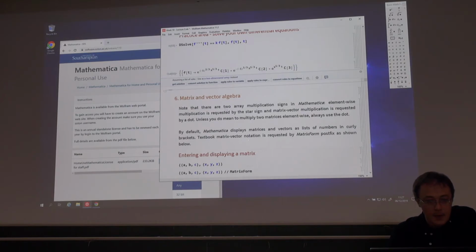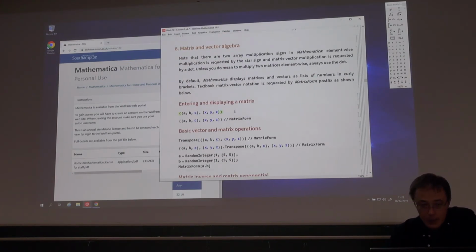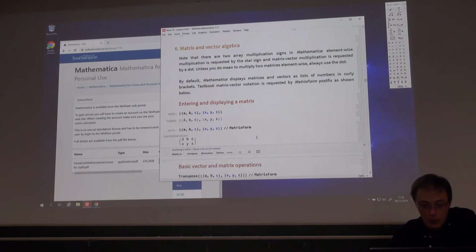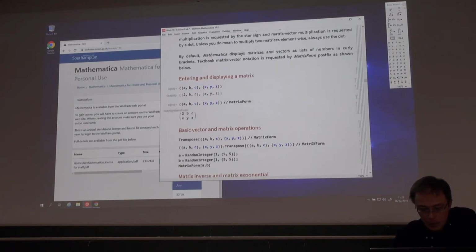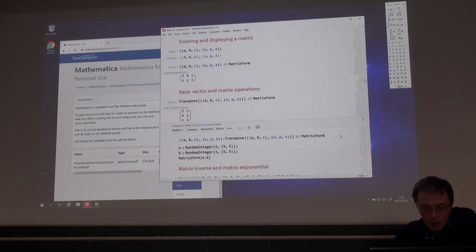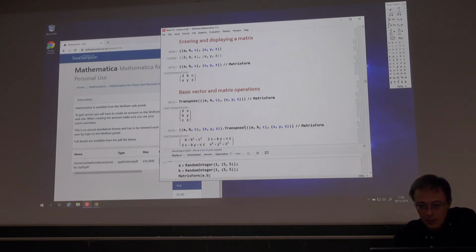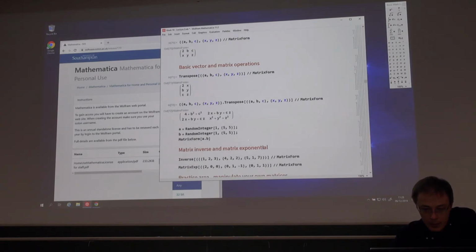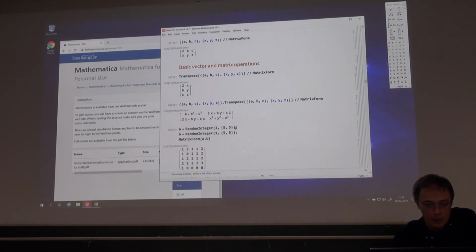Now, matrices and vectors, to a limited extent, have been introduced at school. We will see more of them when we go to quantum mechanics. Quantum mechanics is all about matrices, particularly spin physics and electronic structure theory. So you can supply lists of variables, or you can treat those lists as matrices. If you tell it to put it in matrix form, basic operations like transpose, multiplication. So you take this matrix and multiply it by that matrix. If we create random integer matrices and ask it to multiply them together, notice that the multiplication for matrices is not a star, it's a dot.